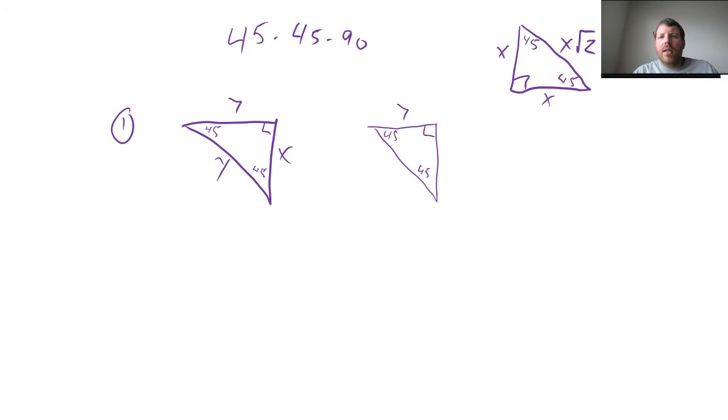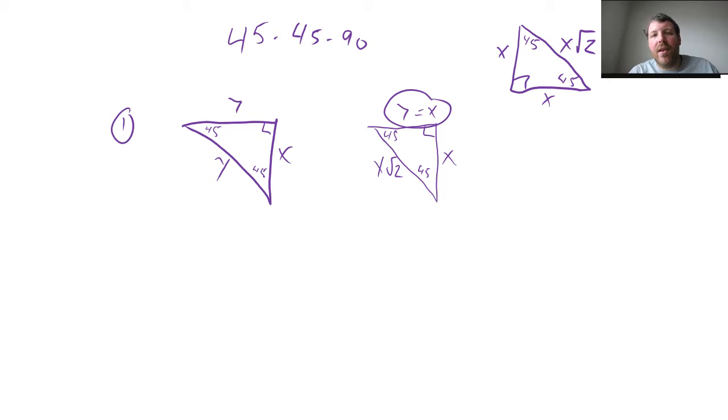All right, now looking at the template, 7 is representing one of our side lengths. So that means this is actually x. We also know that this is x because it's the other side length, right? And then the hypotenuse is x square root of 2. All right, I have an equation again.